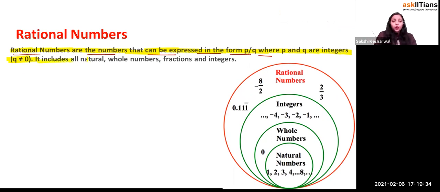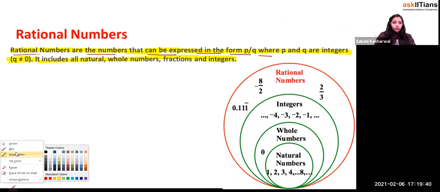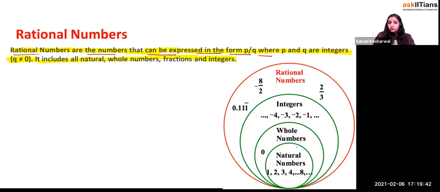So it includes all natural numbers, whole numbers, fractions, and integers or not. Yes. If you observe closely, natural numbers start from 1, 2, 3, 4, 5, 6, 7, 8. Now if you add 0 to it, it becomes whole numbers. And if you add the negative numbers, it becomes integers. Now what happens if you add all the decimal numbers, fractional numbers? That is known as rational numbers.